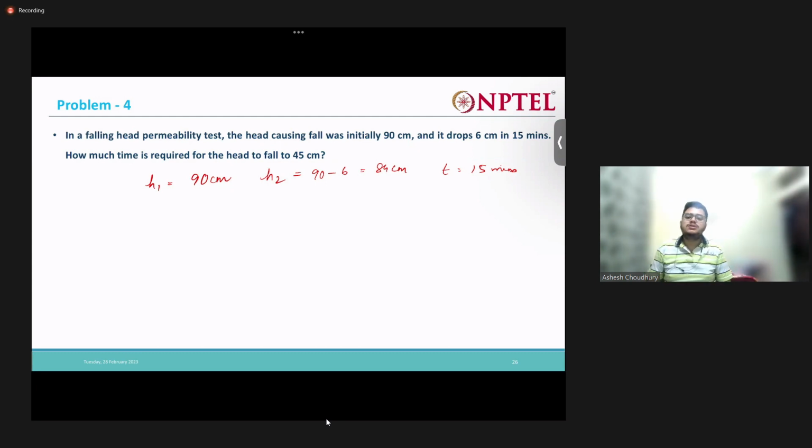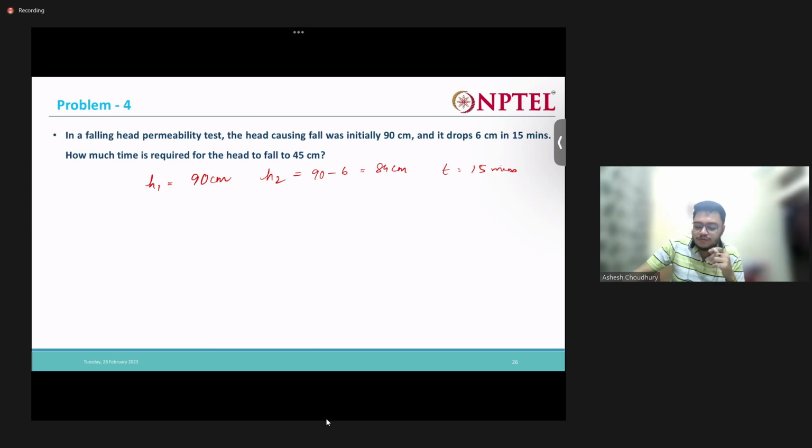If we look into the question, nothing is mentioned about the area of the soil sample, the length of flow, or the area of the tube. In the question it's finally asked how much time is required for the head to fall to 45 centimeter. Means when my H2 is 45 centimeter, how much time will be required? From 90 to 84 centimeter it's happening in 15 minutes. So how much time will be required from 90 to 45 centimeter? That you have to find out, right?